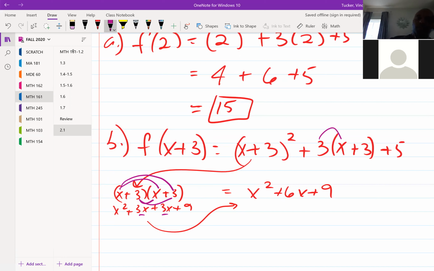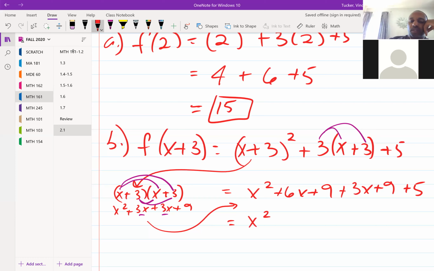Distribute your 3. And that plus 5 is still back there. All right, combine your like terms. 6x plus 3x is 9x. Then we have 9 plus 9, which is 18, plus 3, 23.